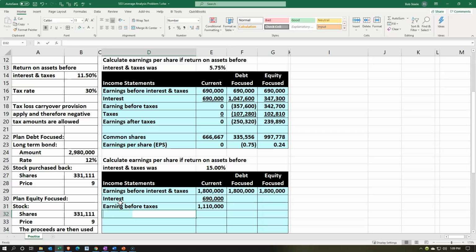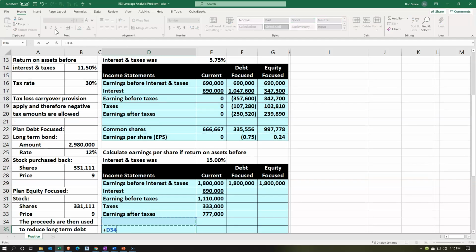And then we're going to pick up the taxes. Taxes then equal to the 1,110,000 times the 30%. The 30% tax rate. Let's put an underline there. Home tab, font group, and underline. That's going to give us then our earnings after the taxes. Earnings after the taxes being the 1,110,000 minus the 333, giving us 777.